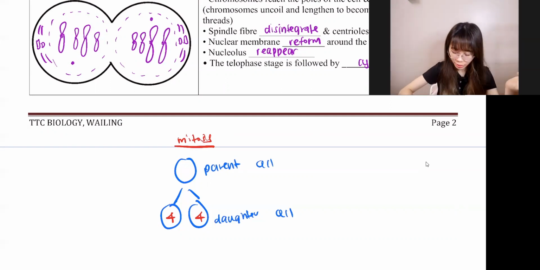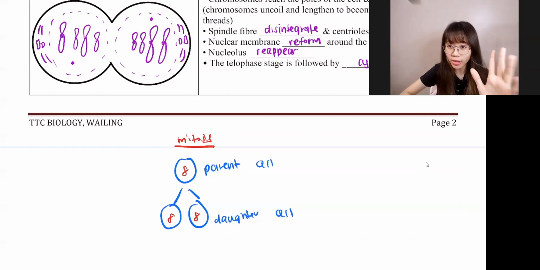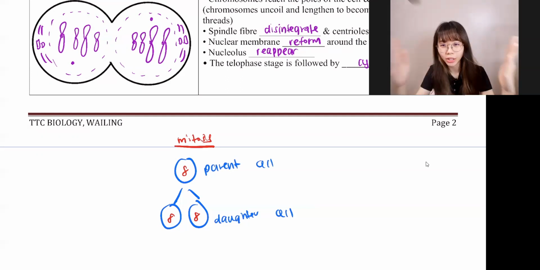Or another example. Let's say the parent cell has 8 chromosomes. So how many chromosomes do the daughter cells have? Also 8, 8. It's not 4, 4, it's 8. It's not 16, 16 either, it's 8, 8. It will always be the same as your parent cell. Okay, so this is what we call mitosis.